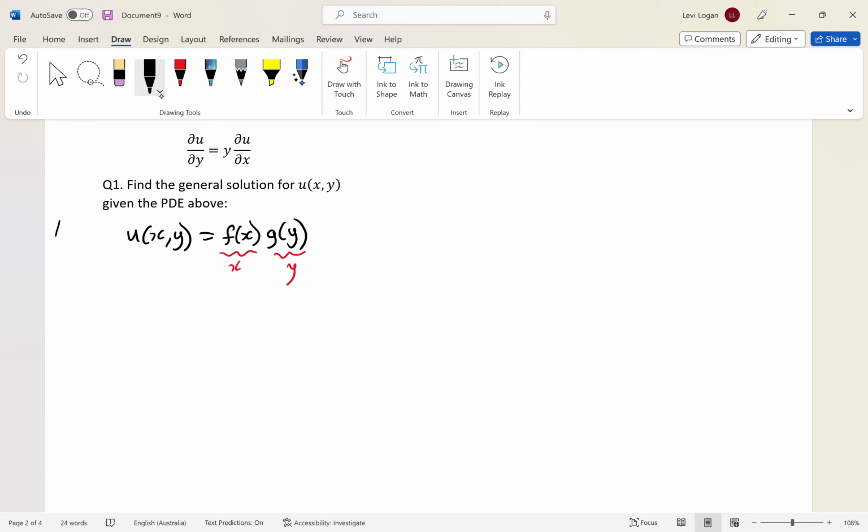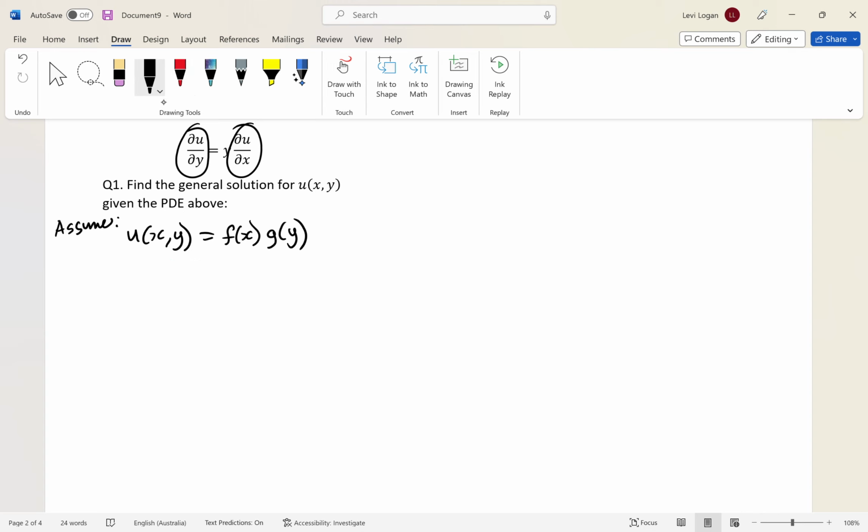So assume u of x and y has this form here. What we're going to do now is find the components that we have in here. We need to find the partial derivative of u with respect to y and the partial derivative of u with respect to x. So we're going to differentiate this expression so we have our derivatives.